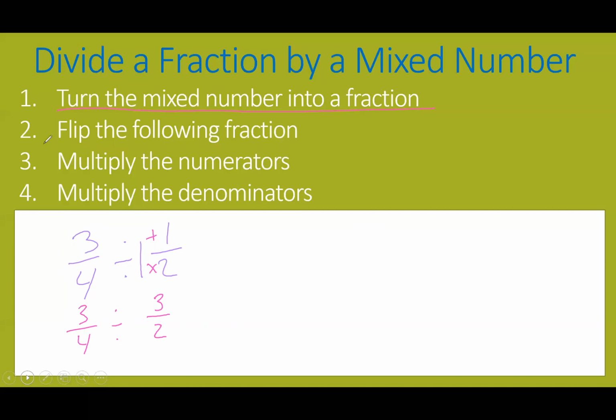Step 2, flip the following fraction. Alrighty, I can do that. My first fraction stays the same, 3/4 doesn't change, but this one gets flipped. It becomes 2/3. And now I multiply. And I have 6 over 12, which we know reduces to 1/2. It's just that simple, guys.